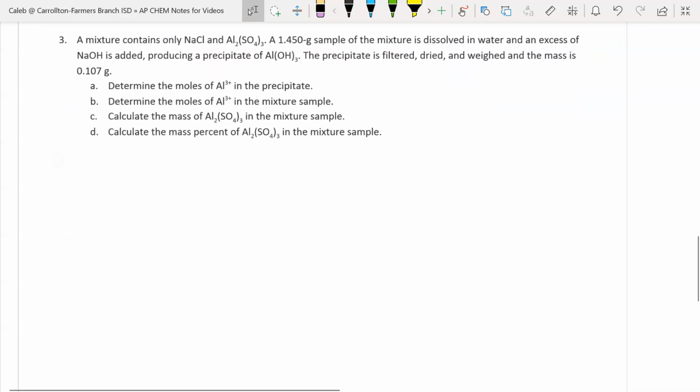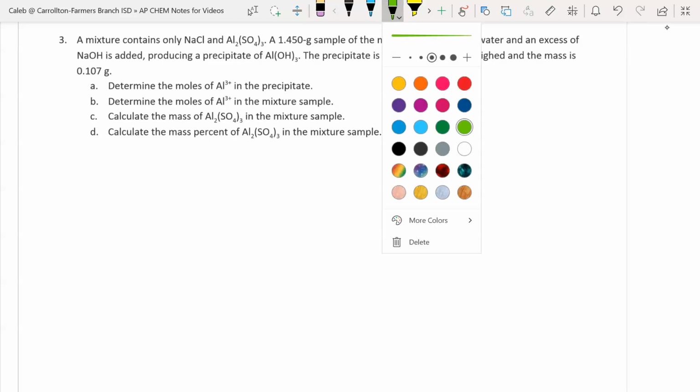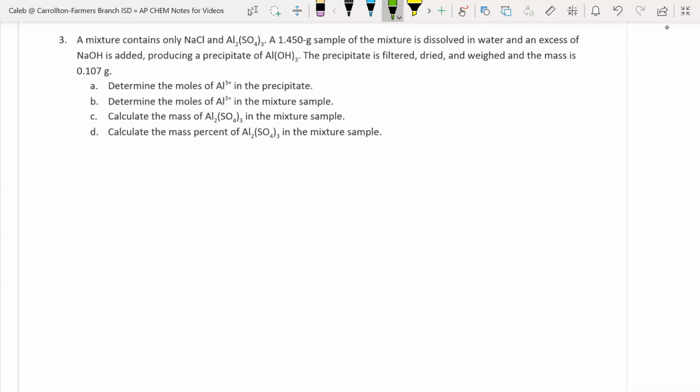All right, then we have a mixture. Number 3: a mixture contains only NaCl and Al2(SO4)3. A 1.450 gram sample of the mixture is dissolved in water, and an excess of NaOH is added, producing a precipitate of Al(OH)3. An excess of NaOH. Now, when that happened, if we have an excess of NaOH, that means whatever the reaction is that's happening, the other reactant is consumed.